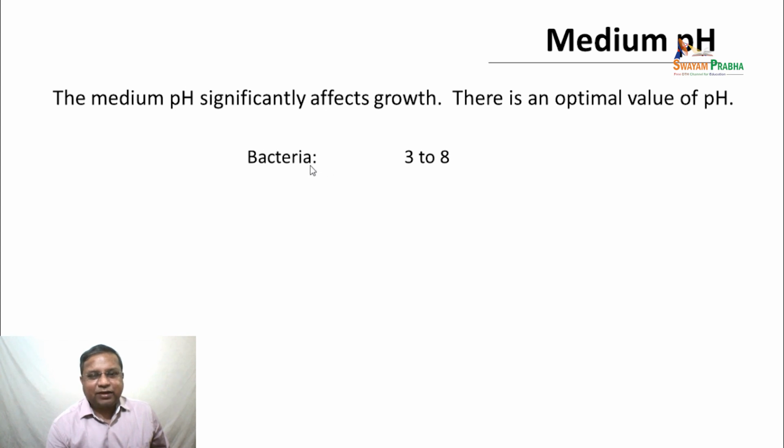For bacteria, the optimal pH, the pH over which growth can occur without much effect, is actually very broad. It can grow well between a pH of 3 and 8. For fungi, it's, let's say, between 3 and 7, whereas mammalian cells are very strict. They can grow only if the medium pH is between 6.5 and 7.5. In fact, if it goes below 6.5, it does not grow. If it goes above 7.5, it does not grow.